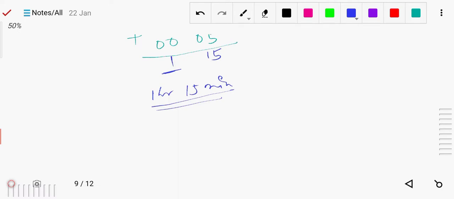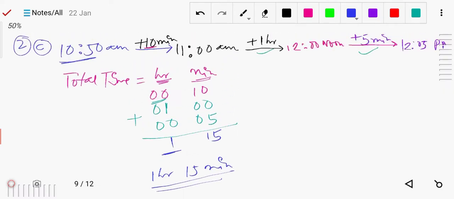You can see in this way we have done. We added these times here and we got the answer. We are just writing hour and minute separately, and likewise you can do it. Got it? Okay.